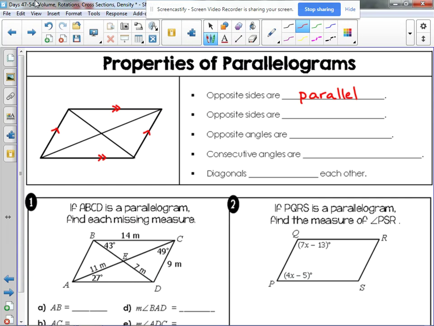All right. So opposite sides are parallel. Left and right side, top and bottom. We put the different numbers of arrows there because they're different sets of parallel lines.